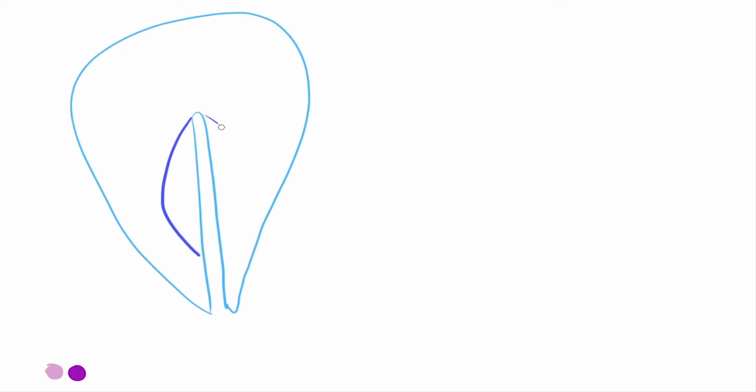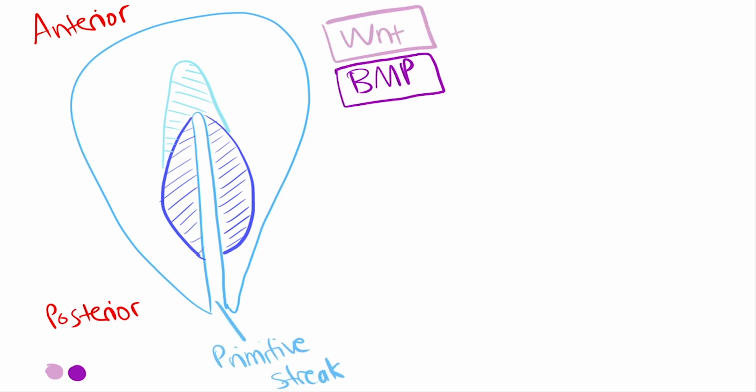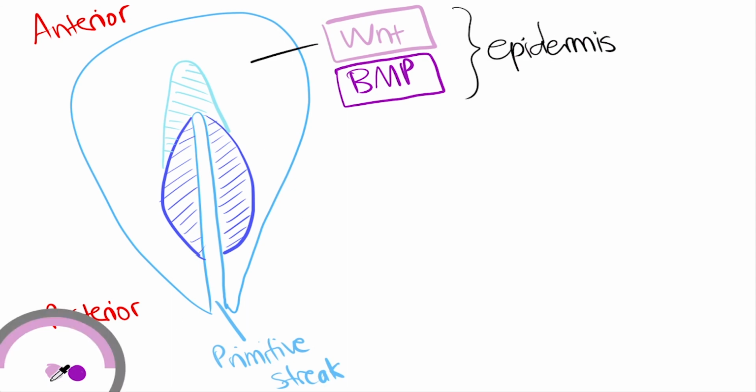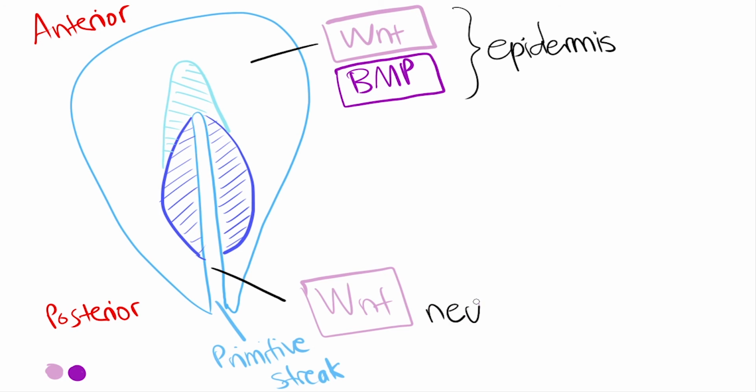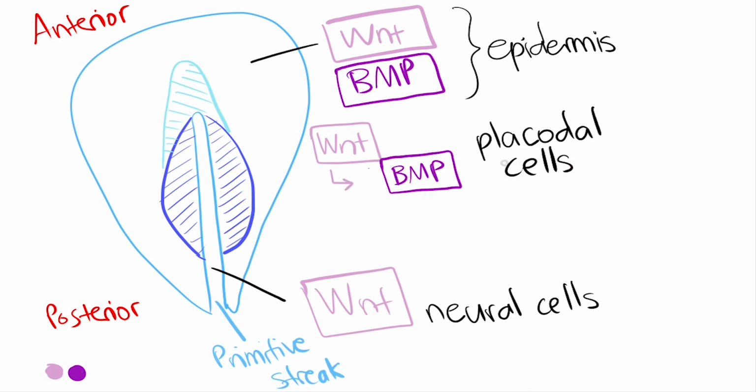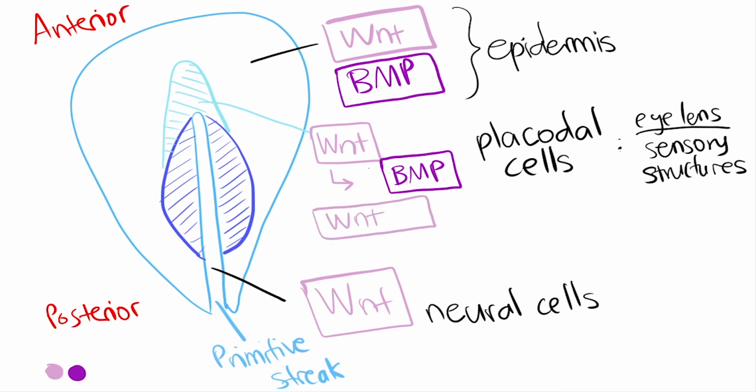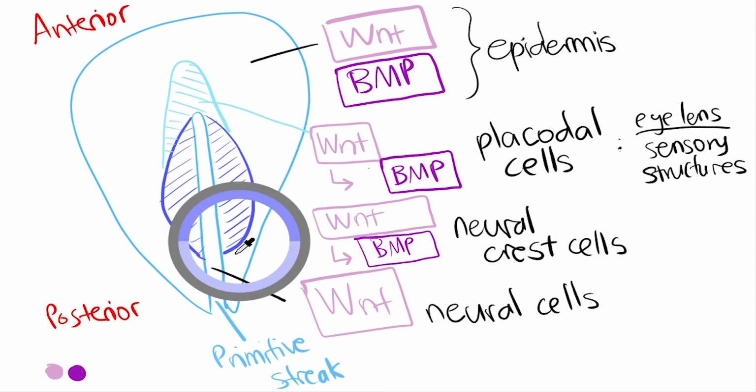So why do we care so much about the gradients? Well, it is observed that where WNT and BMP signals are the highest, so posterior and lateral region, epidermis cells are specified. Where BMP signal is blocked, neural cells are specified, as mentioned before in the process of neurulation. Where WNT signals are followed by BMP signals, but then downgraded, placodal cells are formed. They are thickenings of the epidermis that will give rise to the eyelids and other sensory structures. And last but not least, where WNT signals are followed by BMP signals but remain active, neural crest cells are specified. But how do these neural crest cells migrate?